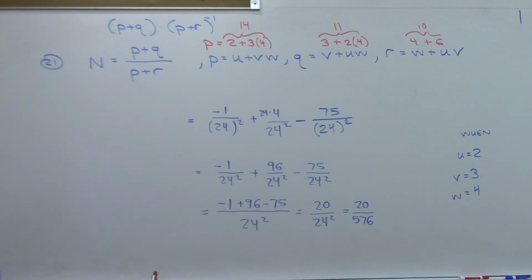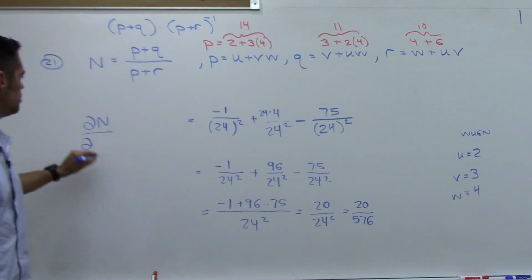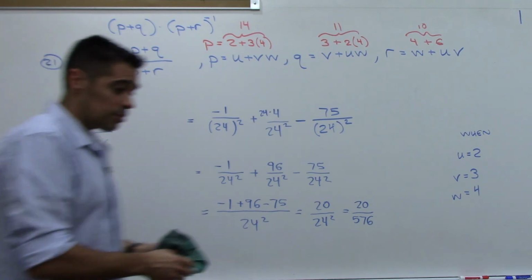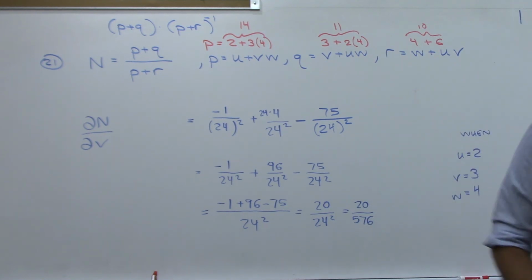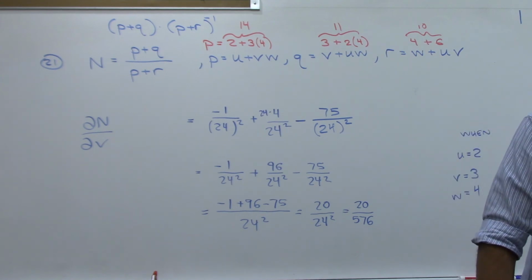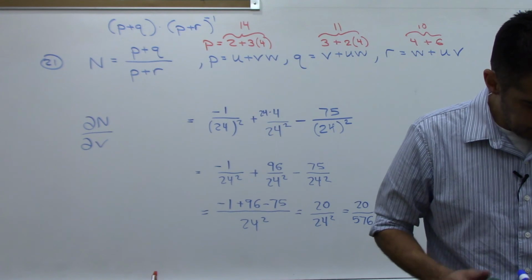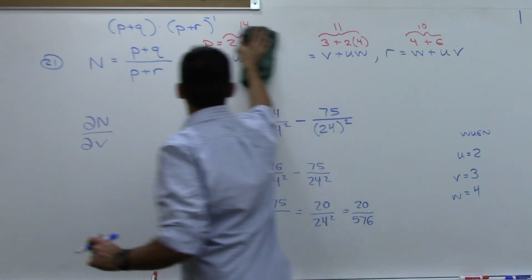Then you could go find the other one, the partial with respect to, what did we just do there? U, so you could do v next and go through the whole spiel again. Good exercise right there. All right, so 21. Let's look at 26. This will probably be the last one I do.